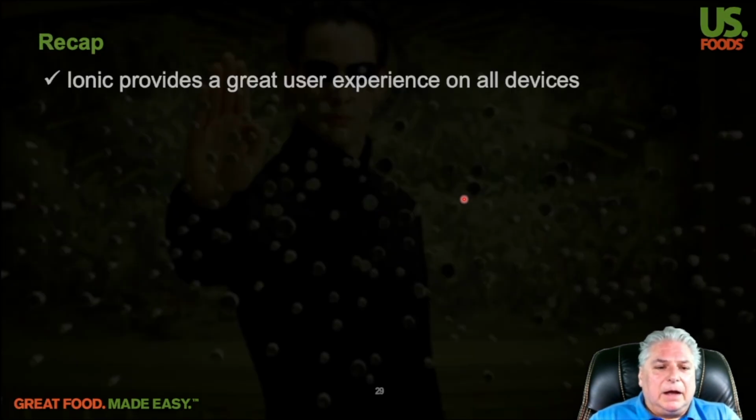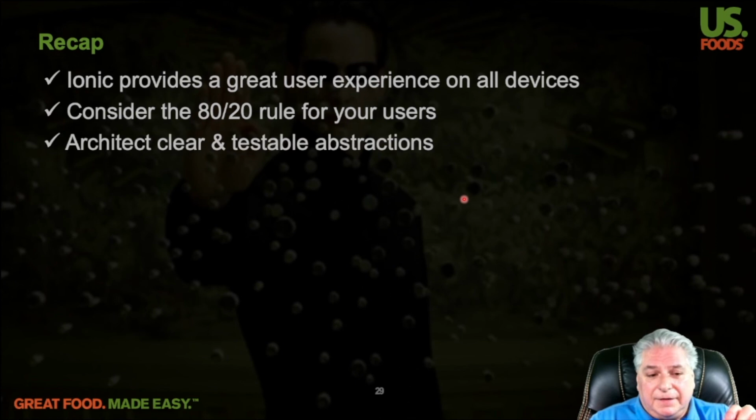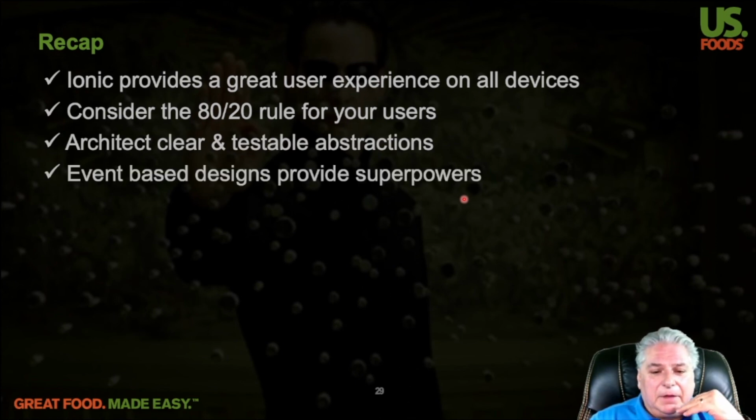Recap: Ionic provides a great user experience on all devices. Consider the 80-20 rule for users, right? What does that look like for your specific users? All e-commerce applications aren't the same, as we've learned. Architect those clear and testable abstractions. Event-based design, as you can see, really provides a lot of superpower. So you can take that whole event model all the way through, so your team can think in events at every layer.